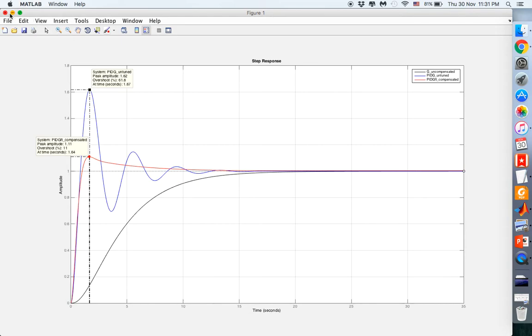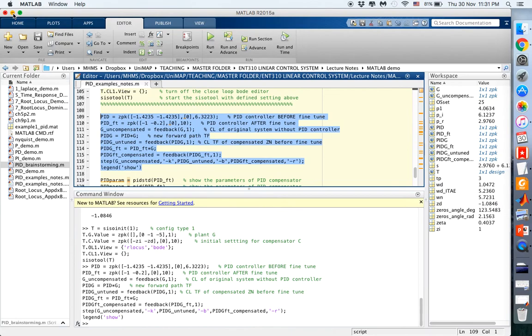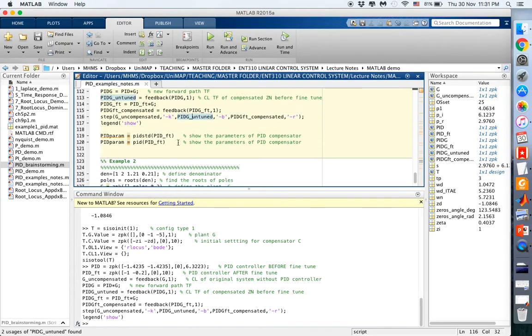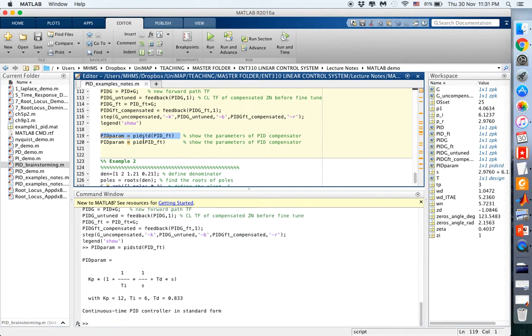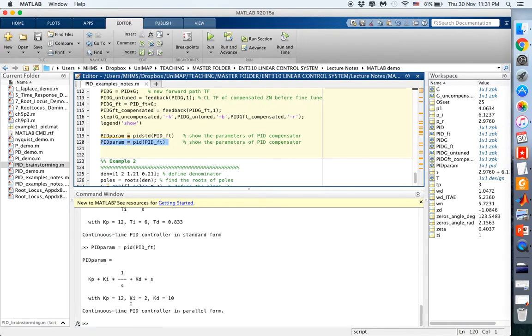So we can find the parameters of the PID using the PID standard form. We have Kp 12, Ti 6, and Td 0.8. If we want it in terms of Kd and Ki, we have Ki equals 2, Kd equals 10, and Kp remains the same, 12.